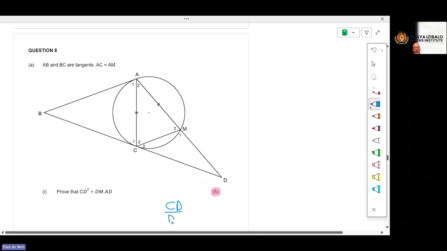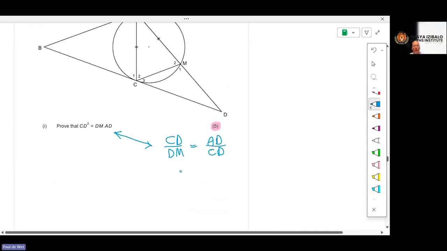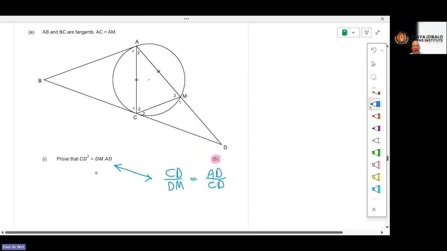CT over TM is equal to 80 over 50. Okay, I'm going to ask you just to pause here quickly. Guys, are these statements equivalent? In other words, if we cross multiply here, do we get this? Yes. Okay, so very nice. Now, if we could show this, if we can get to here, then we can get to here. Yes, carry on.